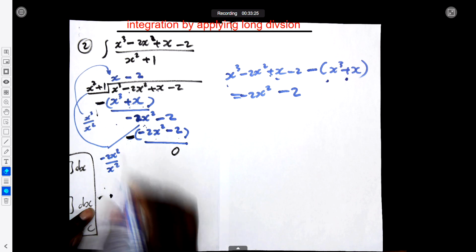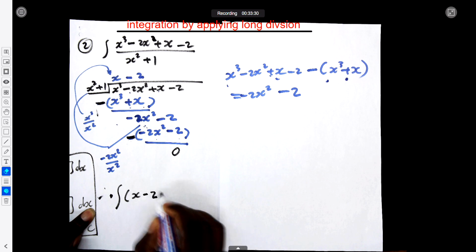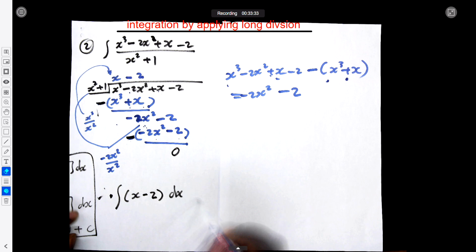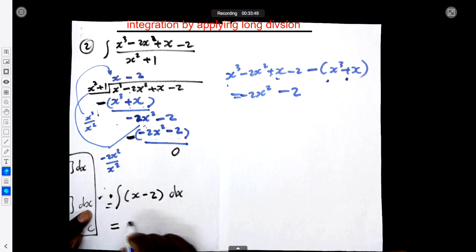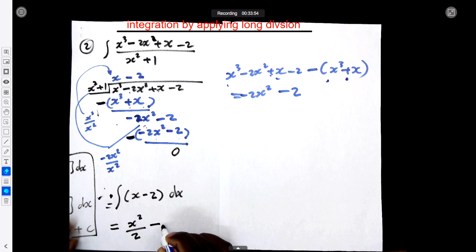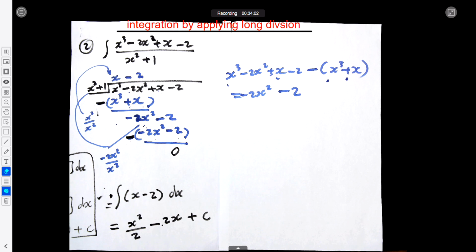So we can conclude our answer that if we have divided the top one, our integral is going to be equal to x minus 2 dx. The remainder is 0, so we have divided. So we can conclude that this is our answer when we divided the top expression. Now the integral would be equal to, it is now power rule here. So we're going to say x squared divided by 2 minus the integral of 2, so it's going to be negative 2x plus the constant c.